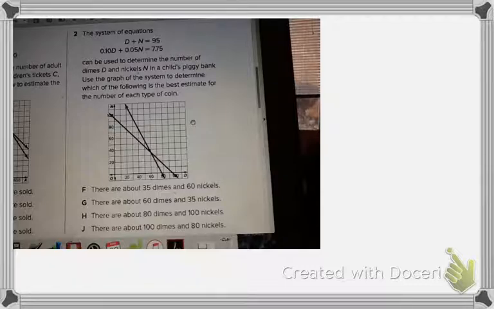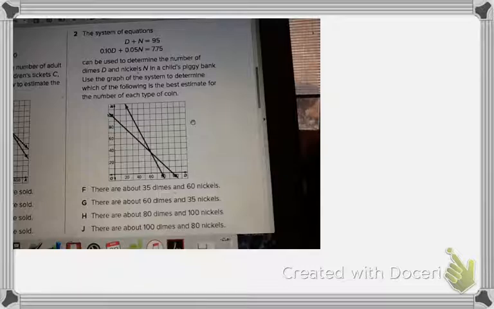One of the first things we need to focus on is the intervals of the graph. Notice this has a D here, that's for dimes, of course. So that's very important to pay attention to. And the N for nickels is right here. So we know that the y-axis is nickels and D is for dimes.